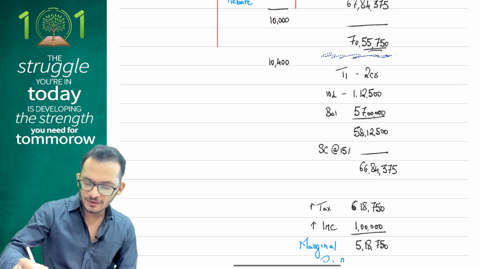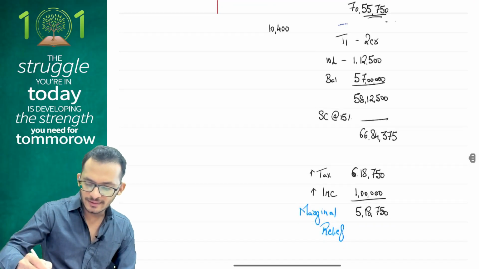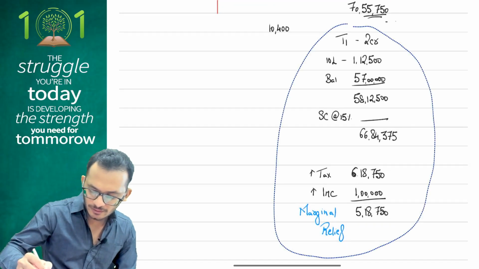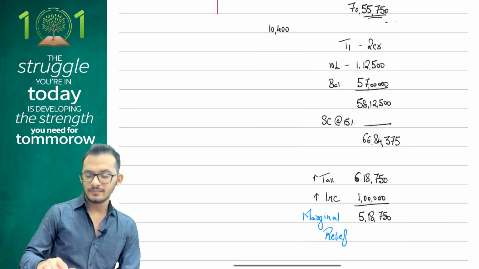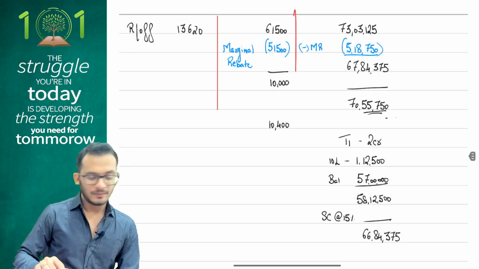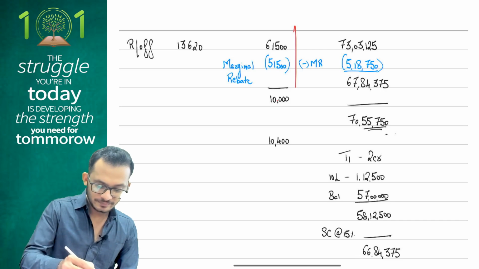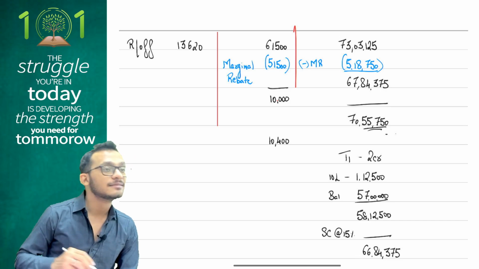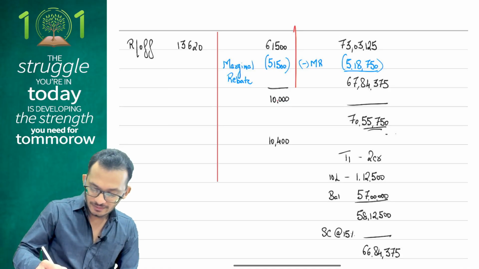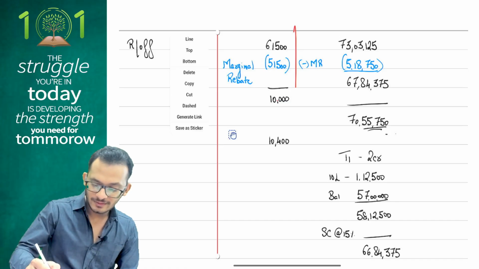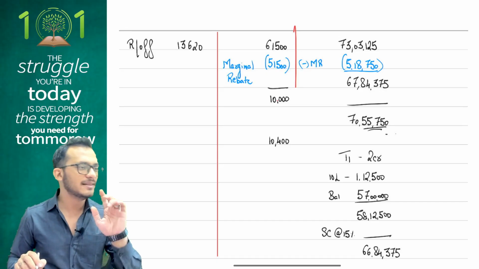Now, before I proceed forward to the next question, my question is very simple. What do you think? Is marginal relief and marginal rebate as a concept a good concept or a bad concept? You like it? Why? Because your tax is going lower. Agreed, not agreed? Yes. I have a very simple question.